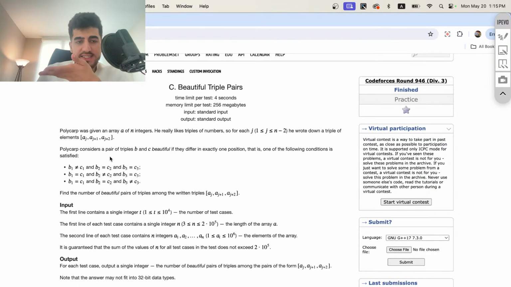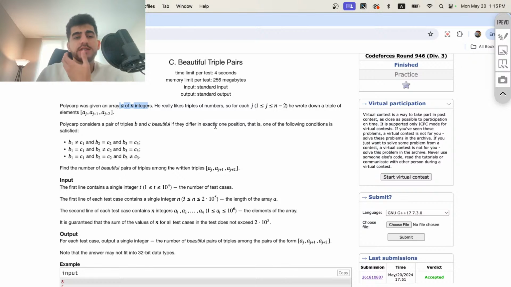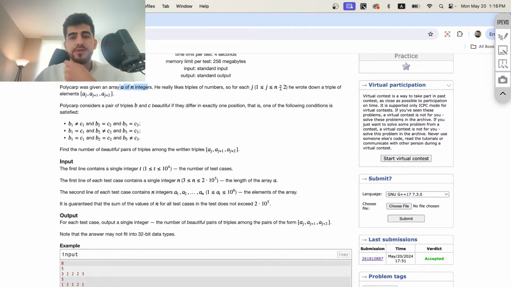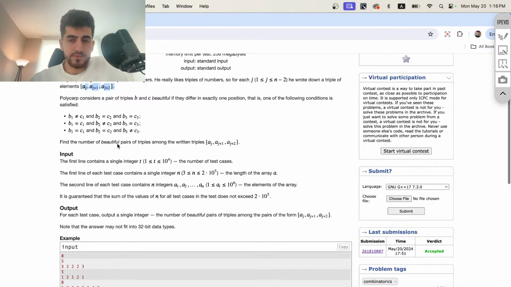the problem states that we have an array A of n integers. We want to count, for each 3 consecutive elements, if we consider every triple, triple means 3 consecutive elements, how many pairs do we have that differ in exactly one of the digits, in one of the elements? So we want to count between each pair of triples, how many pairs do we have that differ only in one element.